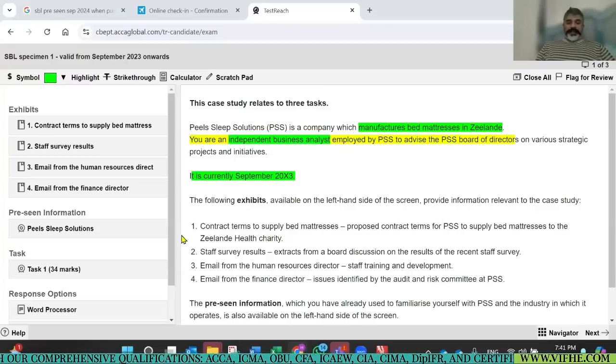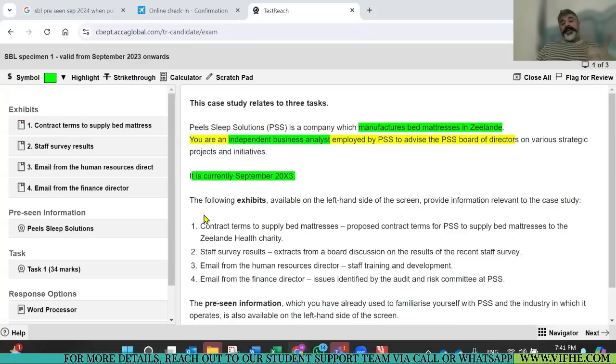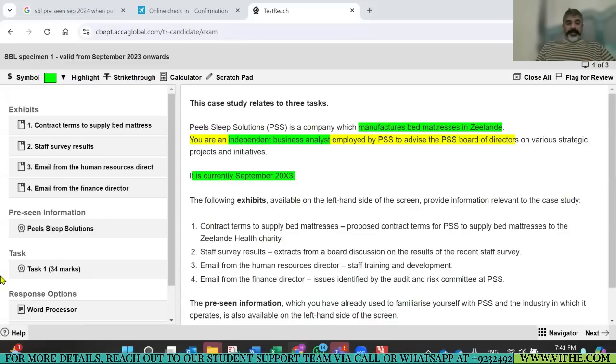The last thing I want to discuss is, if you look at the task, there's only one task mentioned here. Task number 1, worth 34 marks. Where are the rest of the tasks? There are supposed to be 3 tasks, right? So why am I seeing just one task? Because the other task is on another page. So this word processor, this answer sheet is for task number 1.